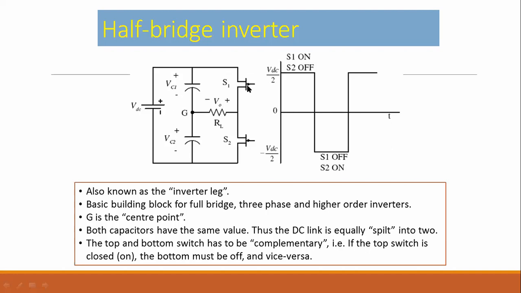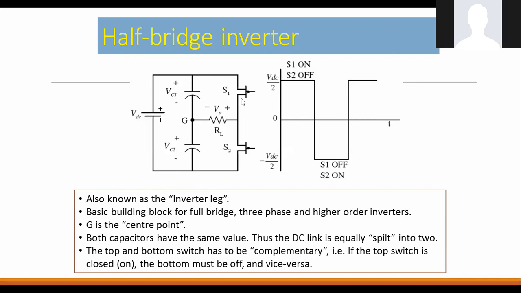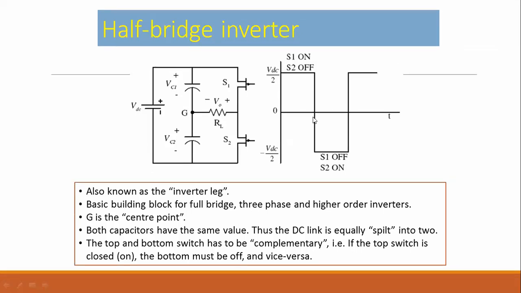But if this switch is on, the current will go through this path and through this capacitor, and it will charge, and thus the path is completed. So we will get a positive cycle, and its duration will be for as long as the switch is on. Suppose the switch is on for 0.5 millisecond, it means that for half the duration the switch S1 is on, but S2 is off at that time.